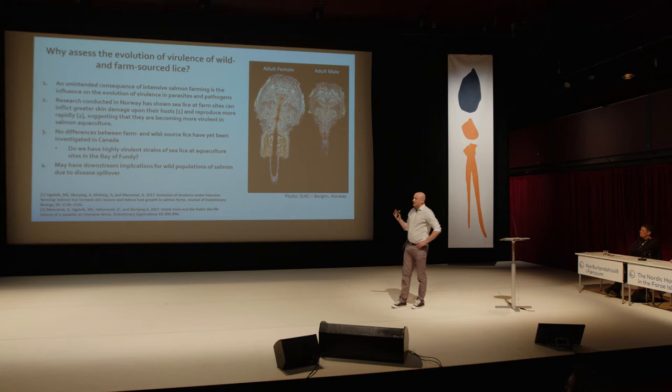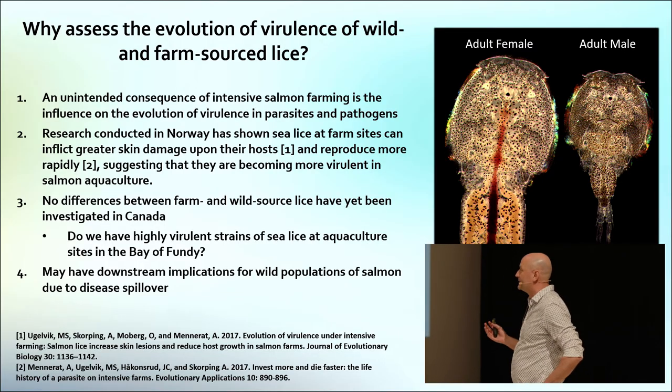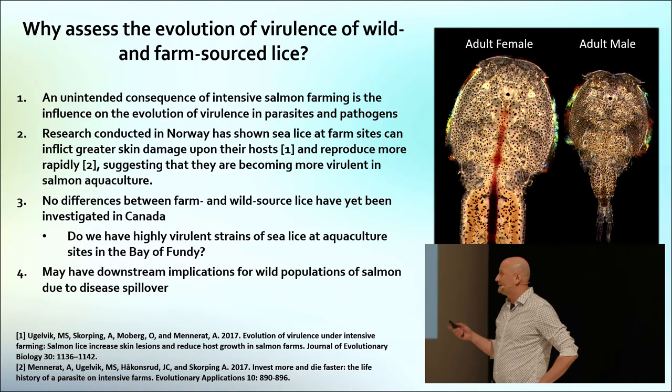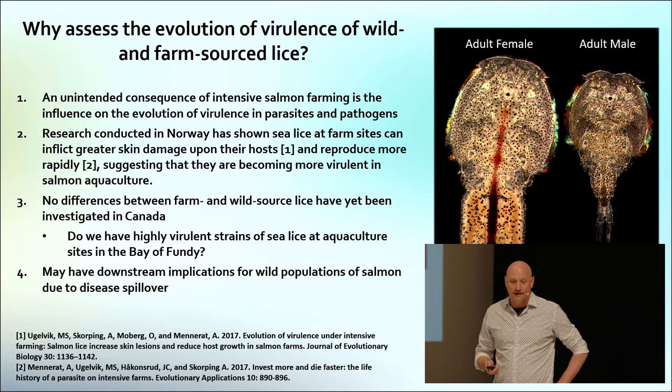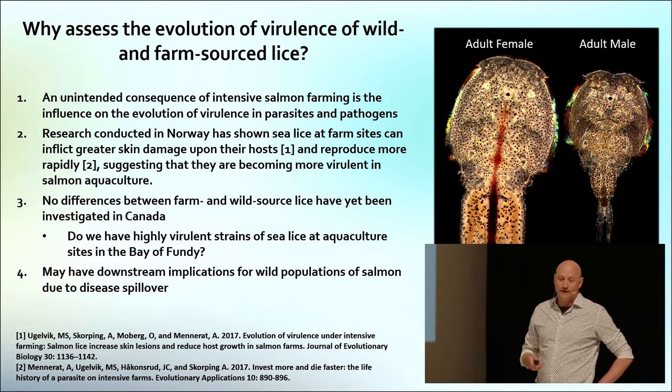At this point, we haven't really seen or even tried to quantify that in Canada, so that was the idea behind Dylan's work. Do we have highly virulent strains of sea lice in aquaculture sites in the Bay of Fundy? Are they any different from the wild source lice? And this could obviously have downstream implications for wild populations due to spillover.